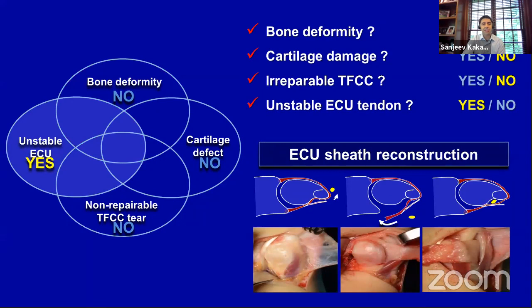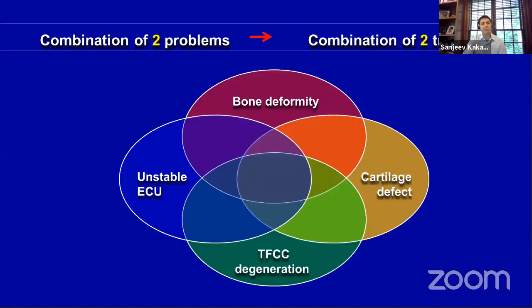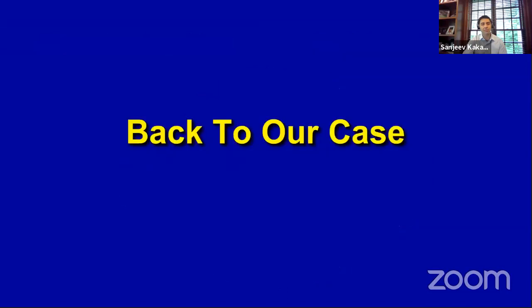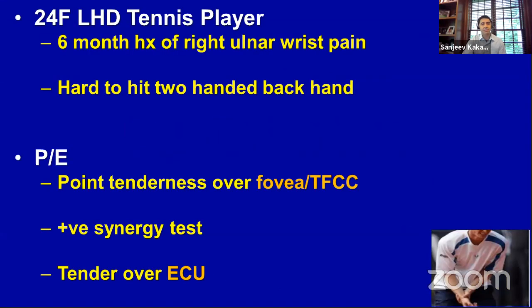And finally, if the ECU is unstable, you need to address that. So that's pretty straightforward. That was one problem. What about two problems? So back to our case. So this is a patient who had problems of the TFCC and also of the ECU.